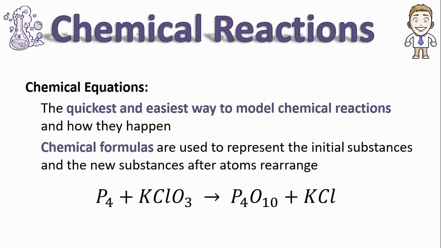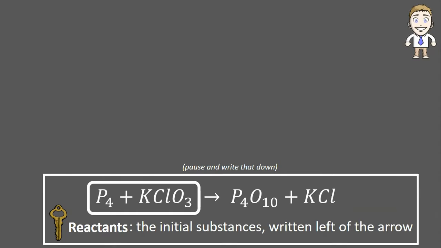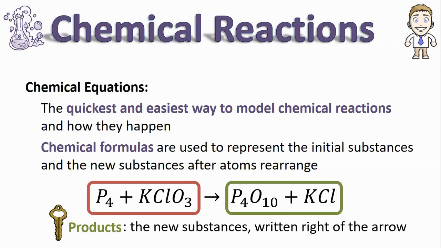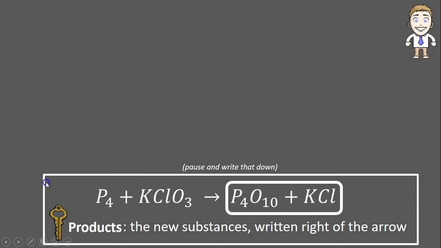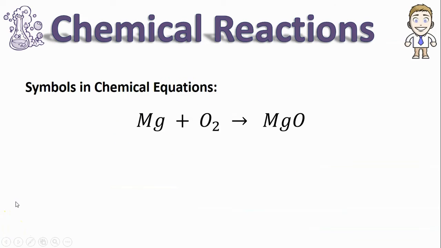You've seen chemical equations before, both in this series of videos and probably other science classes too. A chemical equation starts with the formulas for what we call the reactants. The reactants are the initial substances, and they're written on the left-hand side of the arrow. On the other side of the arrow, we've got the products. The products are the new substances after all the atoms rearrange, and those products are always written on the right-hand side of the arrow.